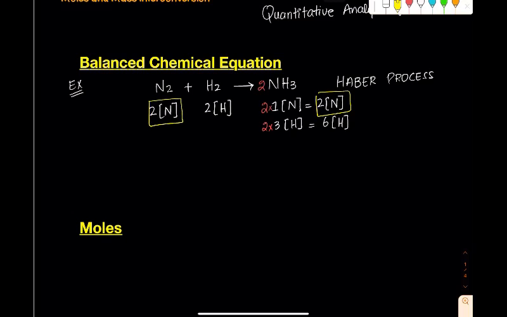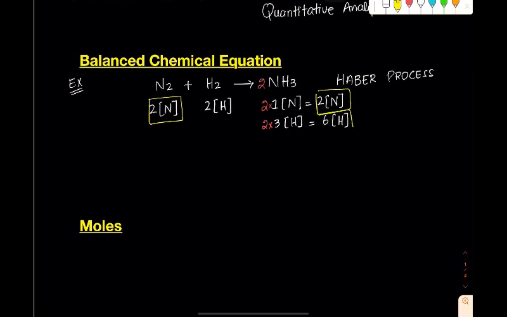The only thing that is imbalanced now is the hydrogen. How do we balance it? In order to make 6 out of 2, we multiply by 3, and now we have 6 hydrogens. You see, the equation is balanced. If we rewrite the equation, it tells us that 1 molecule of nitrogen reacts with 3 molecules of hydrogen, and this produces 2 molecules of ammonia.